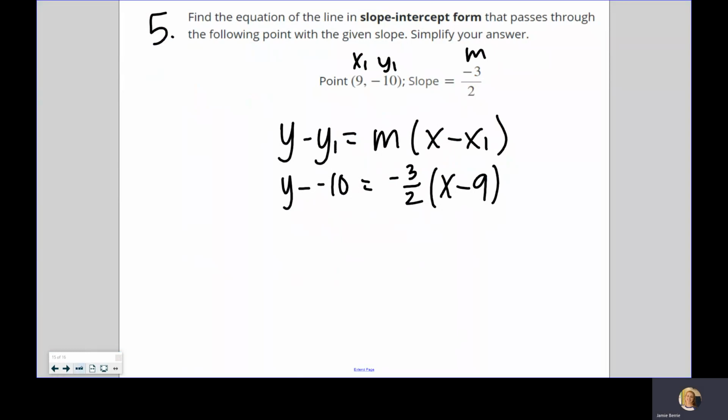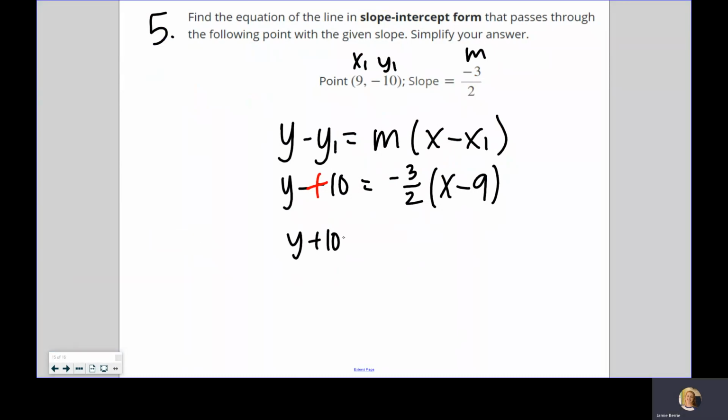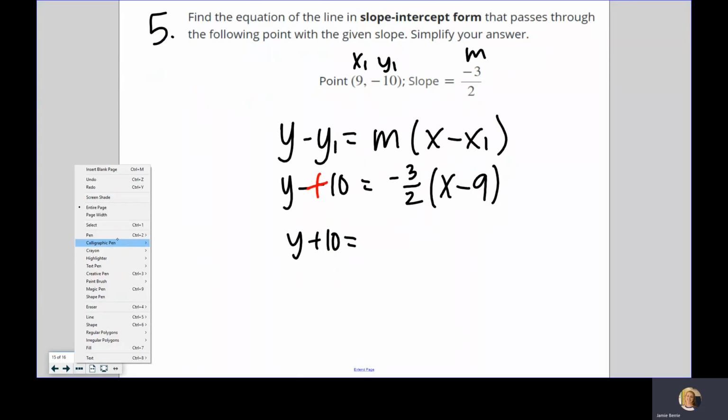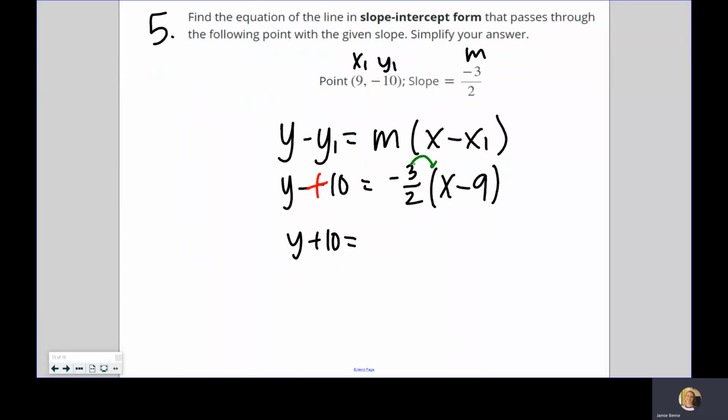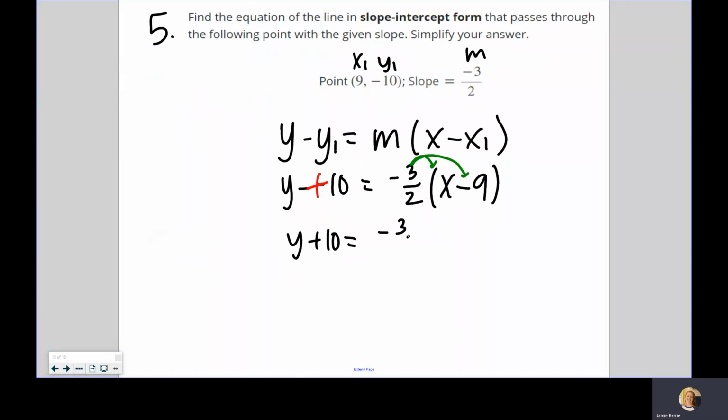Let's simplify some of this. We know that double negative again becomes a positive, so we have y plus 10. Now we're going to have to distribute on the right-hand side, multiply through by -3/2. So we have -3/2 times x. Negative times a negative is a positive. And then 3/2 times 9 is going to give you 27/2. You can do that in your calculator if you wanted to. I just did 3 times 9 is 27. Denominator stays the same.